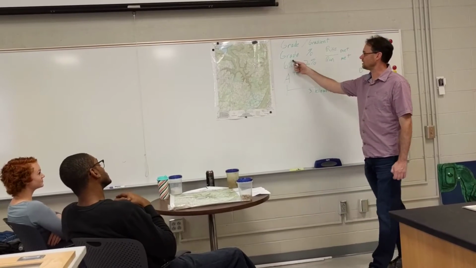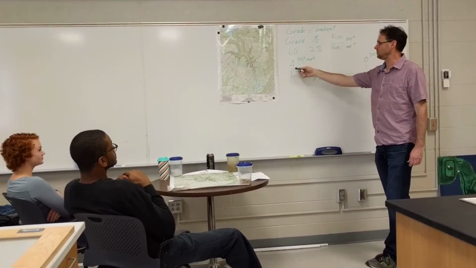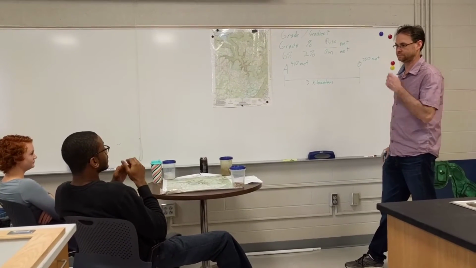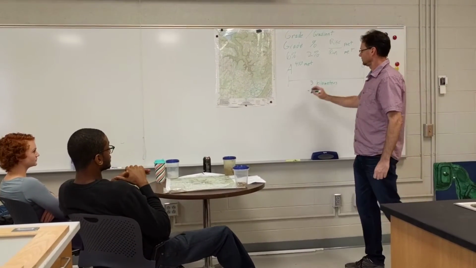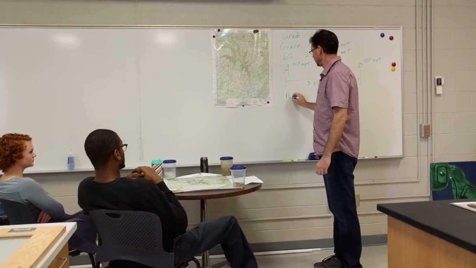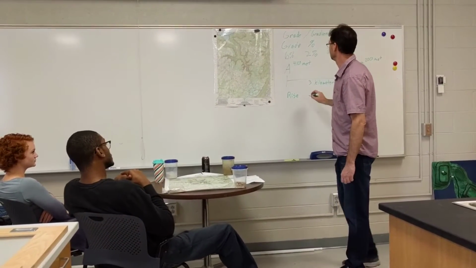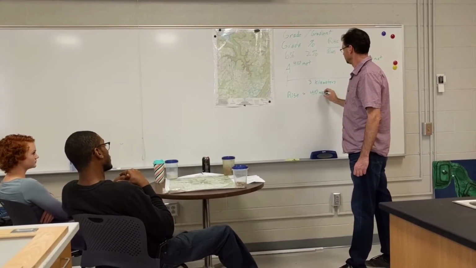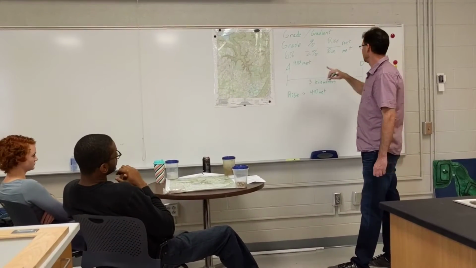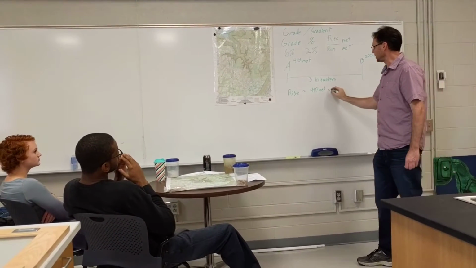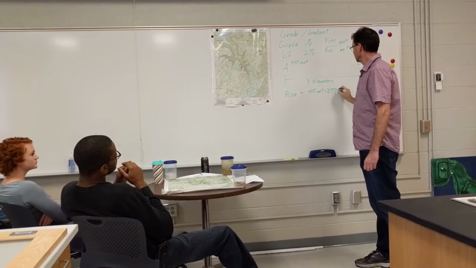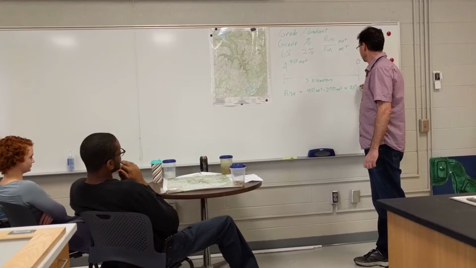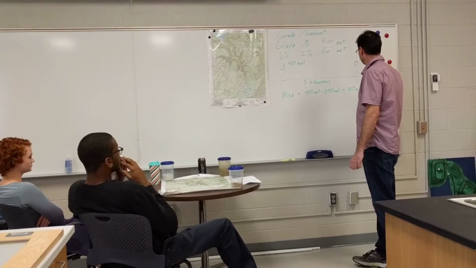How are we going to find the grade in between these 2 points? What's the first thing that we do? You find the rise by subtracting 200 from 410. Exactly. The rise is going to equal 410 meters, which is the elevation at point A, minus the elevation at point B, which comes to 210 meters.